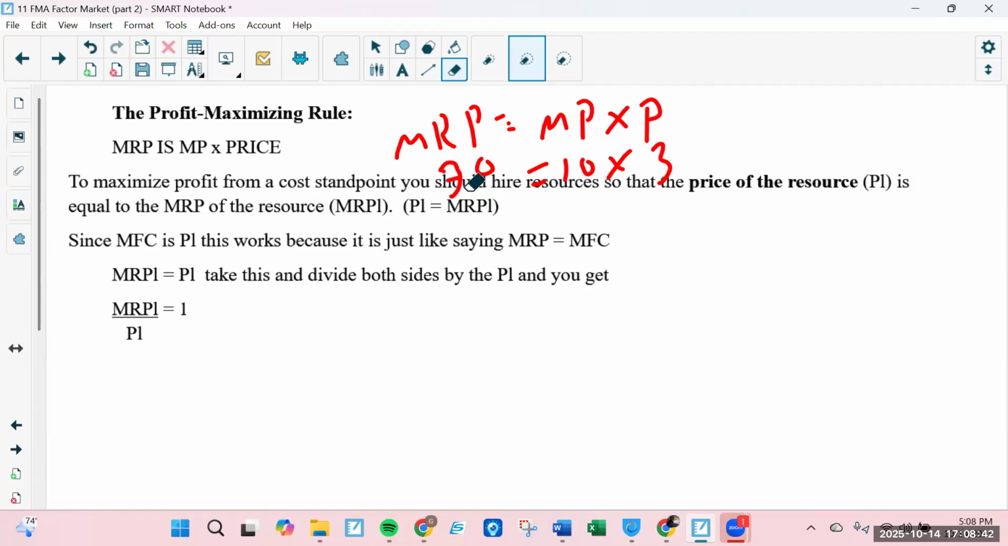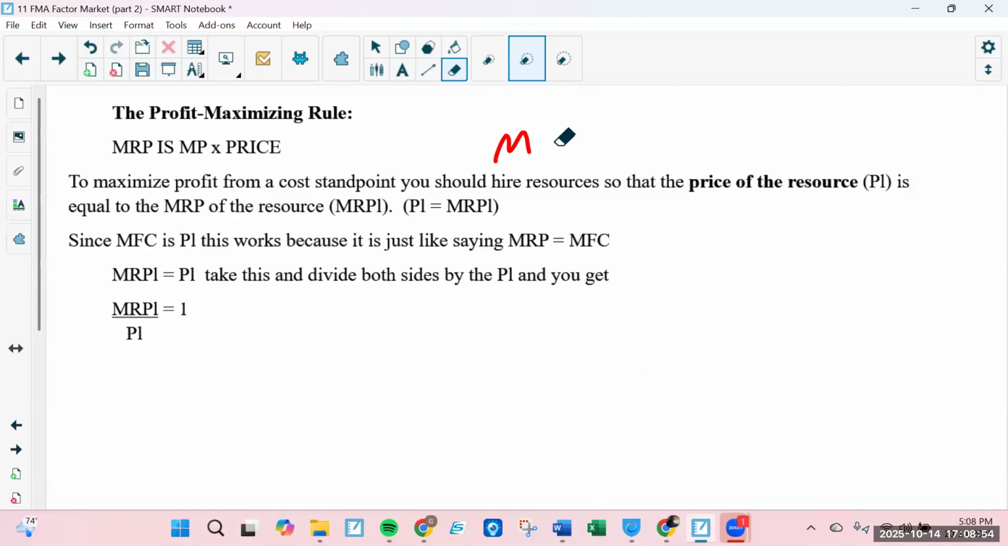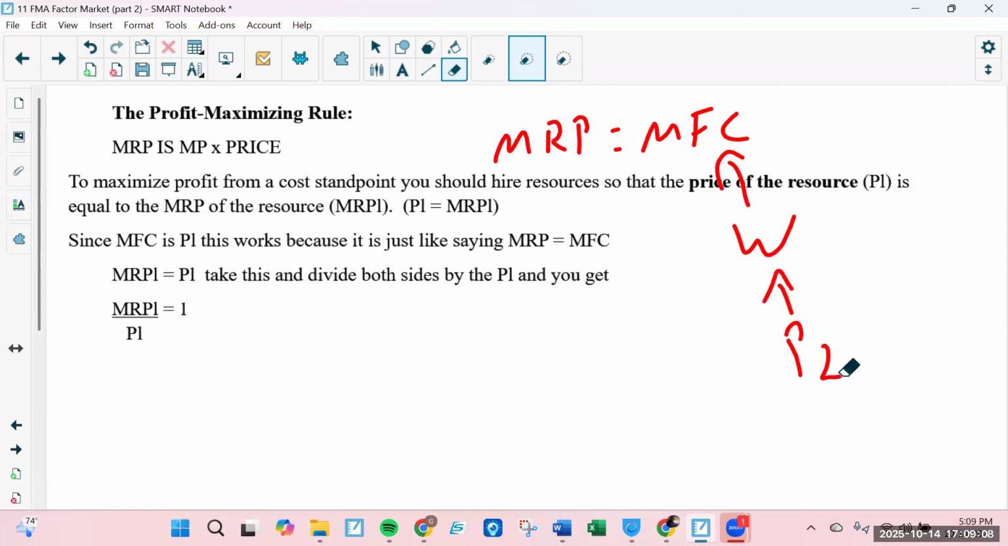This was covered at the beginning of this unit, okay? So once you've got that, the next step we can do is we say, okay, we now know how to calculate MRP, and we know that all firms hire where MRP is equal to MFC, okay? And MFC is the same thing as wage. So that's the same thing as wage, and it's also the same thing as the price of labor.